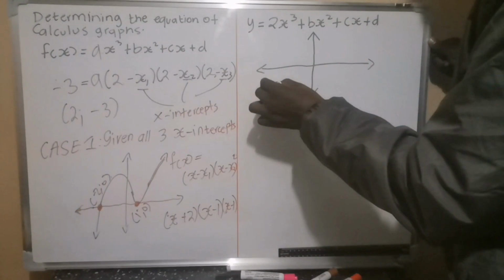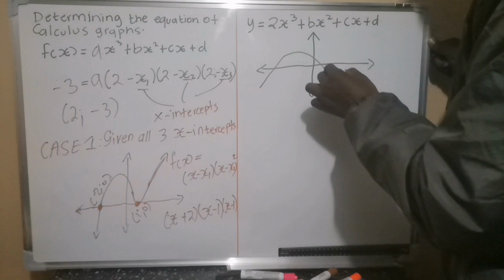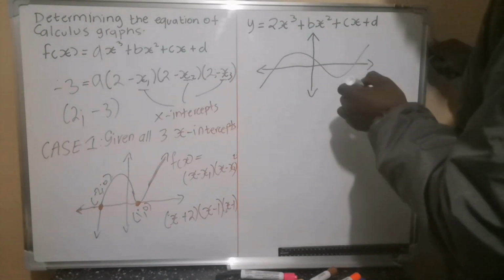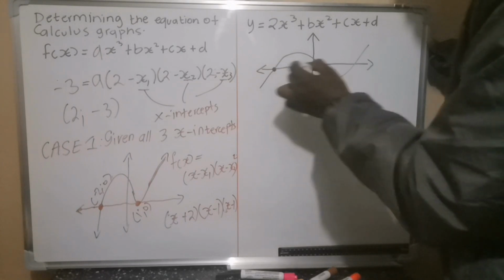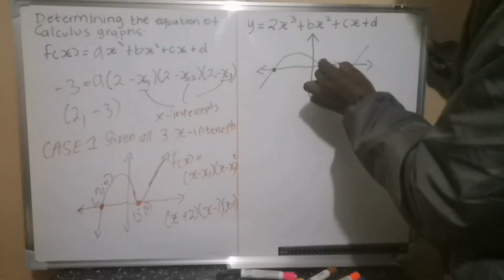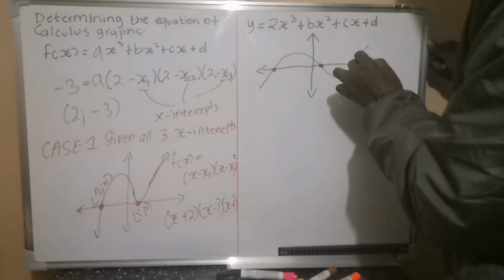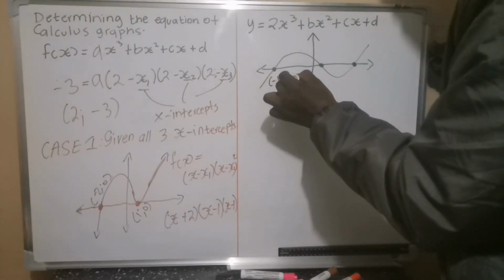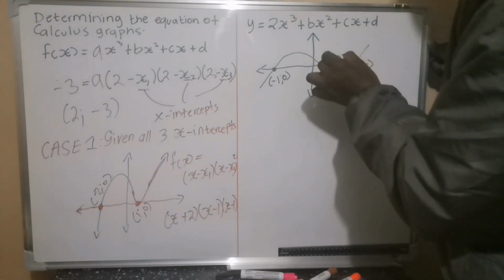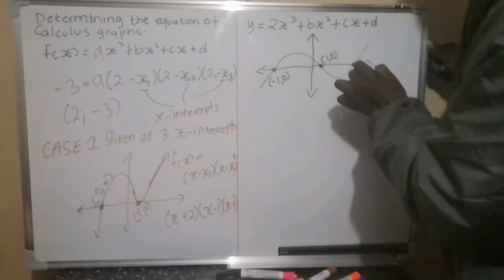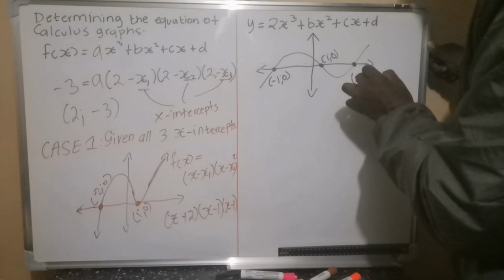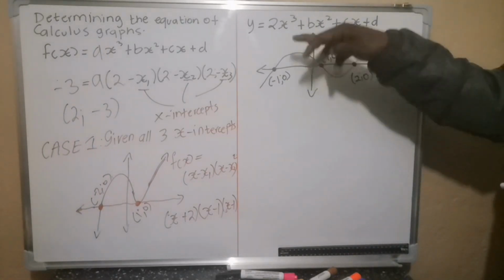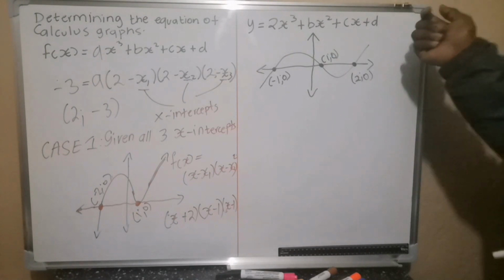Here's a graph, guys. So we're given coordinates of our x-intercepts. Then we've got our 2 and 0 here. Then they will say determine the equation of the graph.